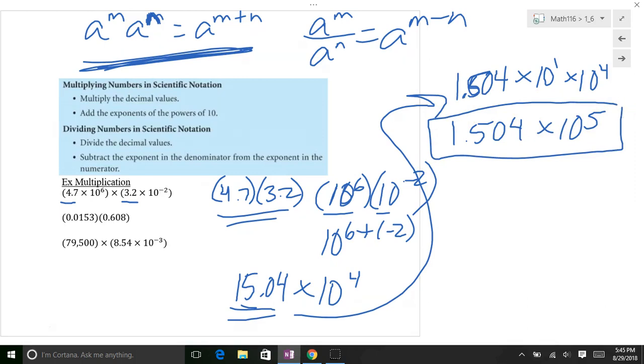So that second one there, I'm just going to run this one kind of like the last one. I'm not going to be in trouble if I just go ahead and multiply those two, and then I'm just going to put that into scientific notation.